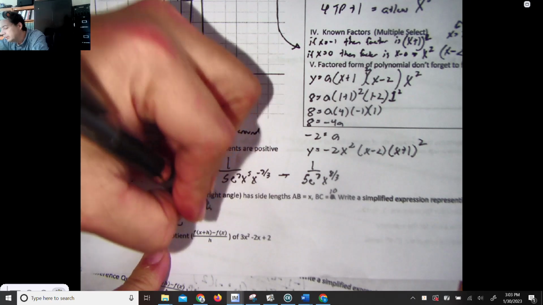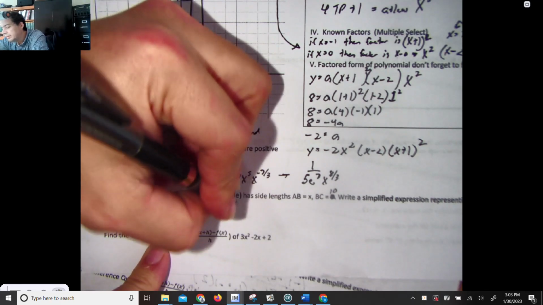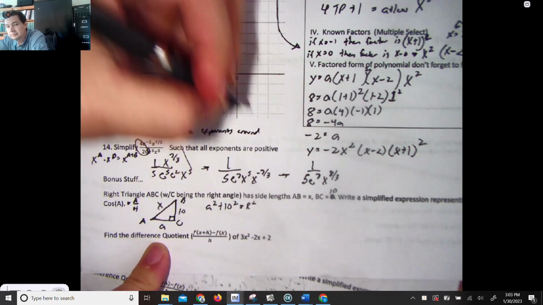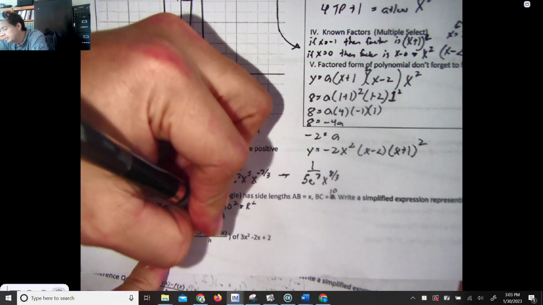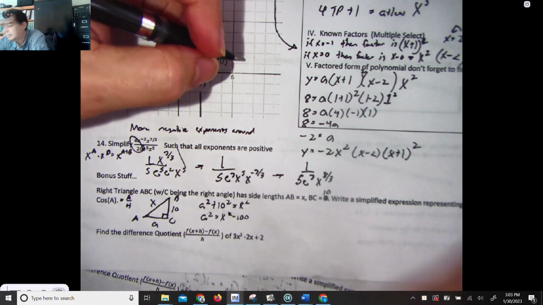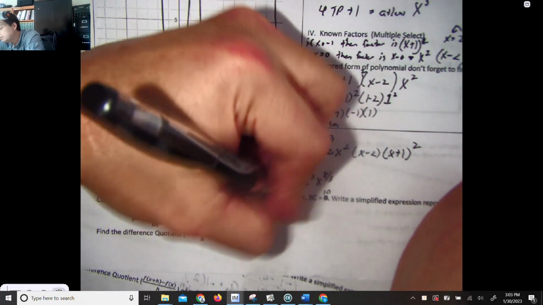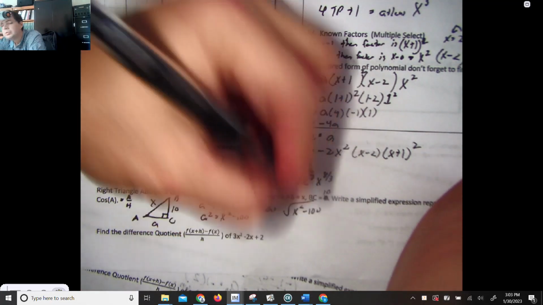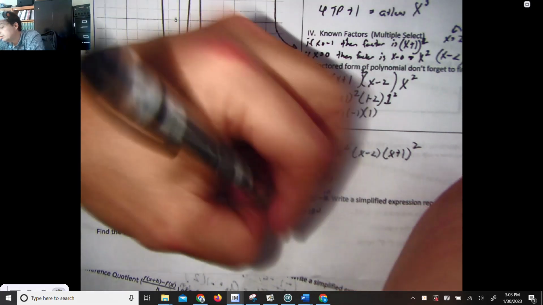Then I'm going to do this really old theorem called Pythagorean theorem. A squared plus 10 squared is x squared. A squared is x squared minus 100 because 10 squared is 100 and we would subtract it. And then A would be the root of x squared minus 100, which you cannot do anything with.